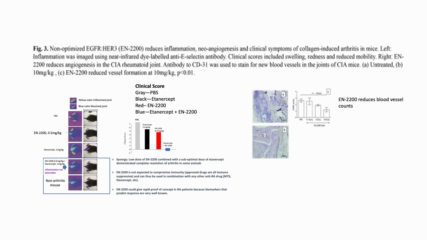The right panel shows the suppression of angiogenesis when CIA mice are treated with EN2200 as a single agent. There's about a 50% reduction in new blood vessels as measured by staining with anti-CD31 antibody.